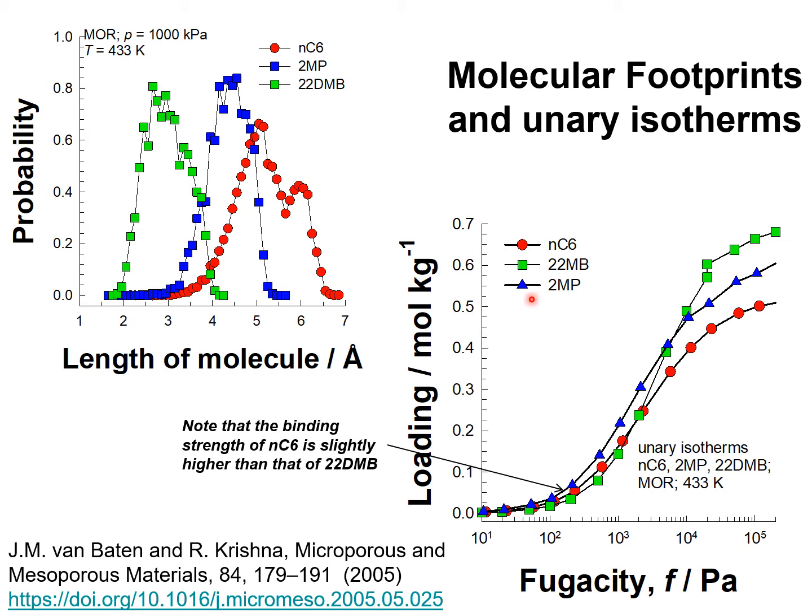Molecular simulations of the unary isotherms are shown here for normal hexane, 2-methylpentane, and 2,2-dimethylbutane, and you will note that at saturation, the loading of 2,2-dimethylbutane is higher than that of 2-methylpentane, and the loading of 2-methylpentane is higher than that of normal hexane. The saturation loadings are the inverse of the footprints of the corresponding isomers.